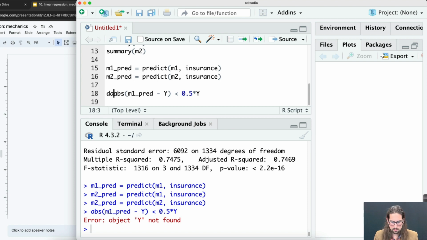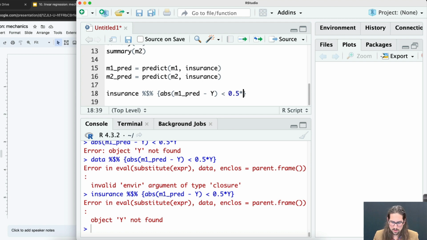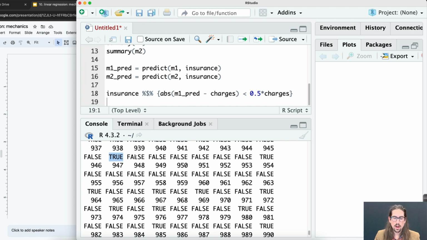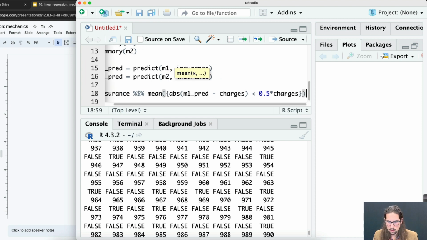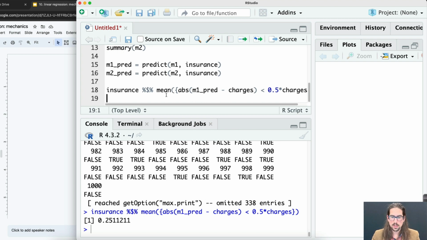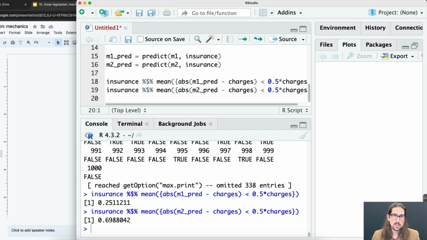So, okay, we need to do like this. Okay, so it's called charges, right? Cool. So here we're just, for each person, saying was the prediction or was it not within 50% of the actual value? So then we can take the mean of that to get the rate at which that happens. Okay, so under the first model, we were getting within 50% of the true value 25% of the time. Under the second prediction model, now we're getting it 70% of the time. So also a huge improvement in terms of this metric.